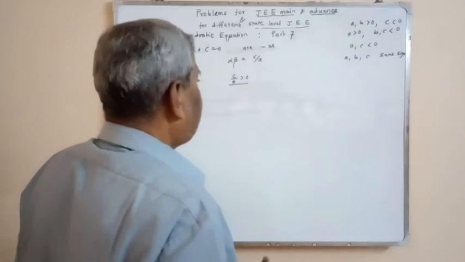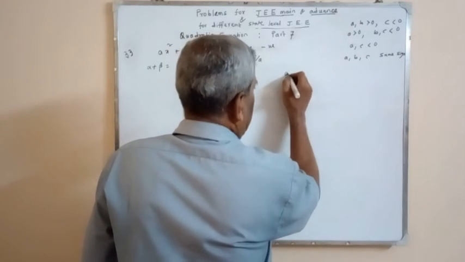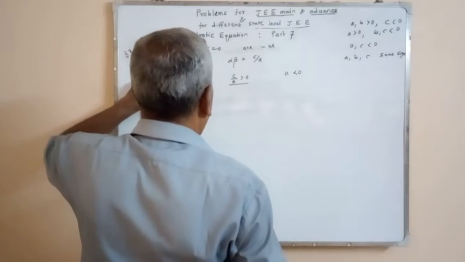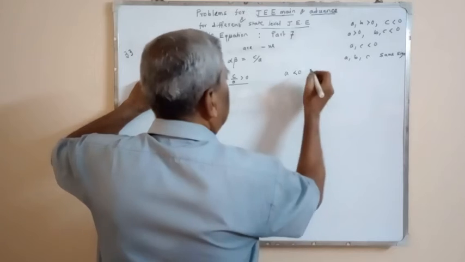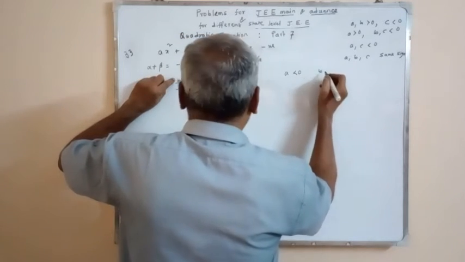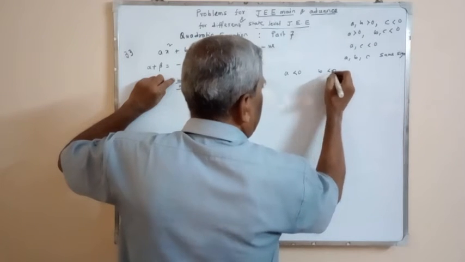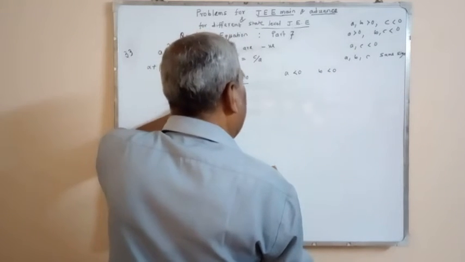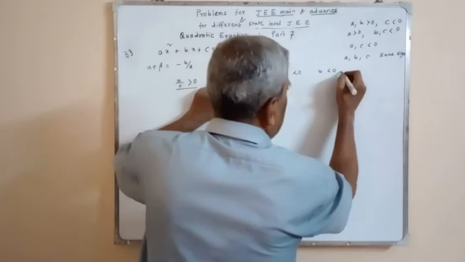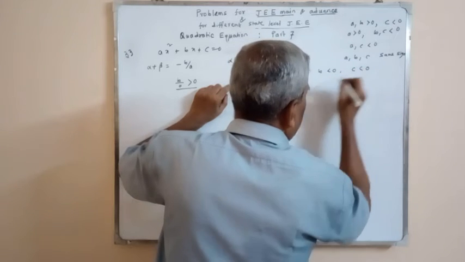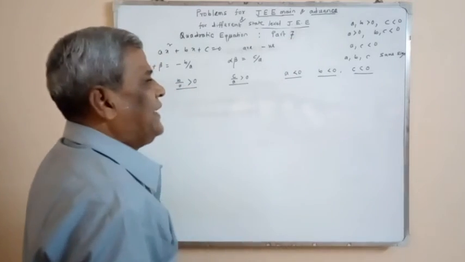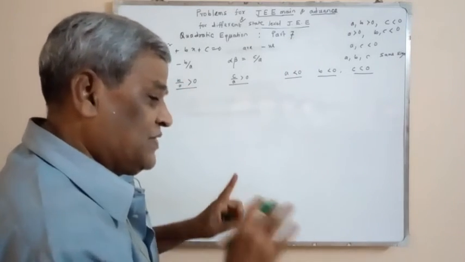Now suppose a is negative. If a is negative, because b by a is positive, b should be negative, and c by a is positive, a is negative, so c must be negative. So we get that if a is negative, b is negative, then c also is negative. That is, they are of the same sign.